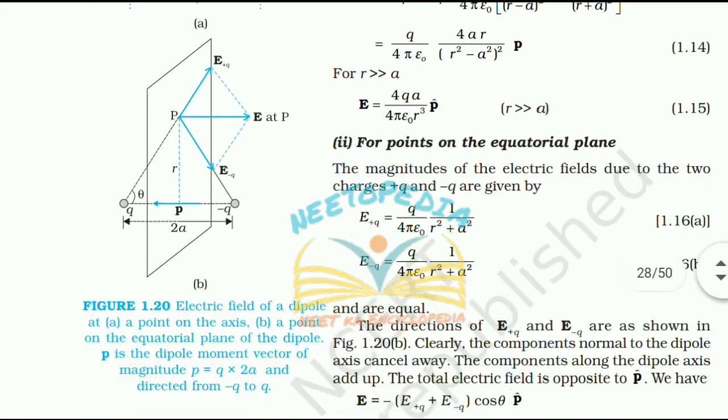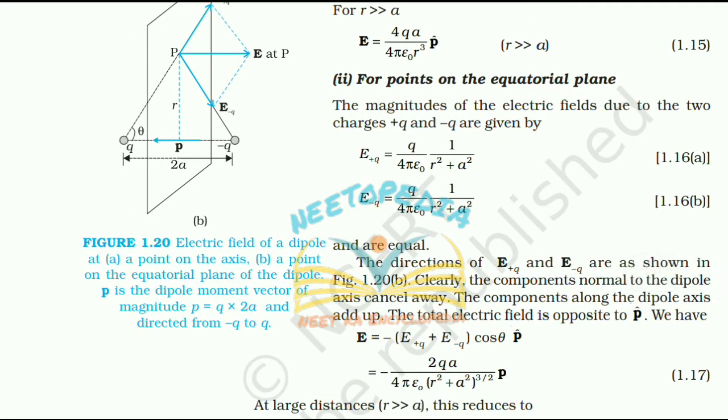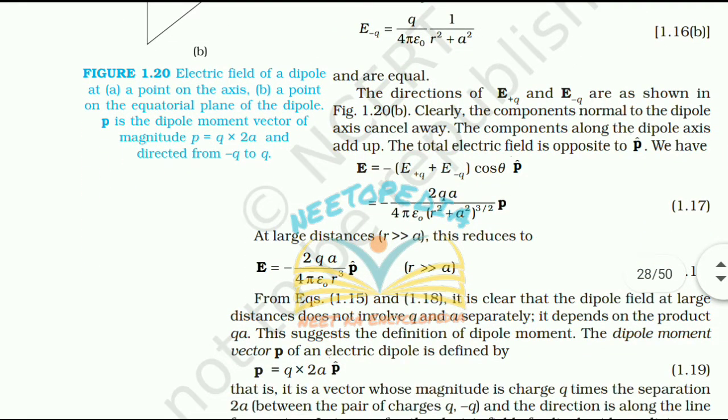For points on the equatorial plane, the magnitudes of the electric fields due to the two charges plus q and minus q are given by the following equations and are equal. The directions of E plus q and E minus q are shown in the figure. Clearly, the components normal to the dipole axis cancel away. The components along the dipole axis add up. So the total electric field is opposite to p.